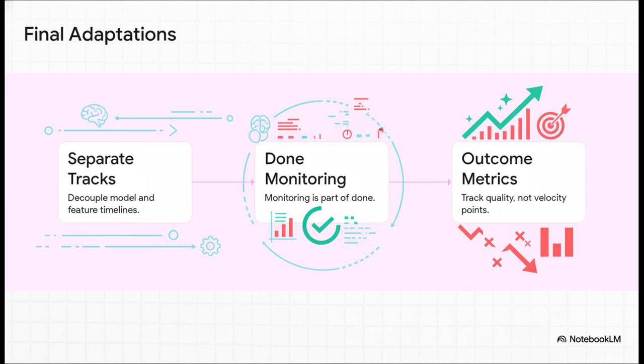And number 6, use outcome metrics, not output metrics. I'd argue this is the most important rule of the bunch. Imagine a team cheering because they closed 100 story points this sprint, but the AI's hallucination rate actually went up in production.